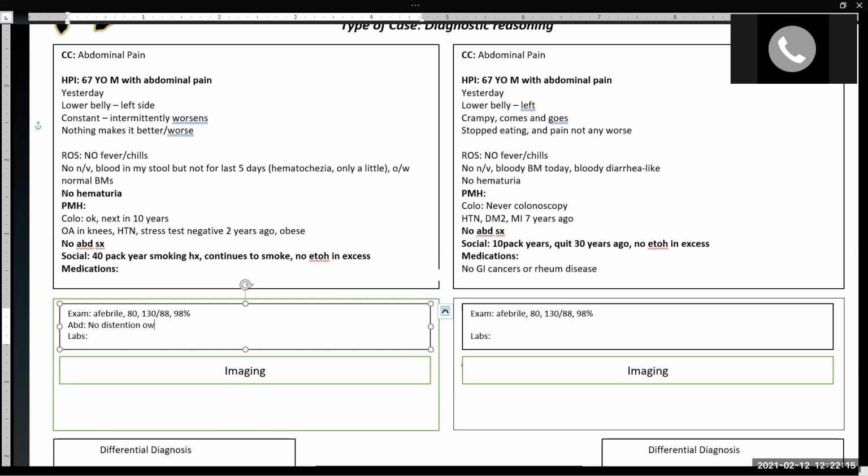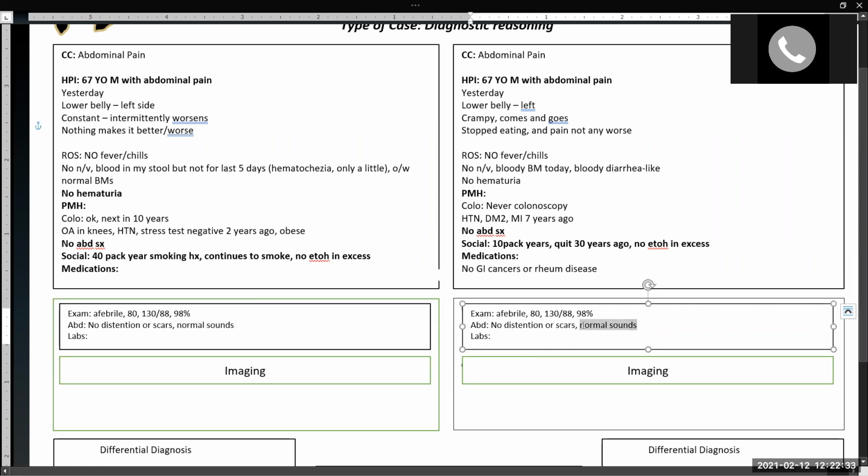We're classically taught to listen before palpating, so I always forget to do that. Nice. Classically asked to listen before palpating. Normal sounds here. And the patient maybe has somewhat hypoactive sounds, but they're not absent. Okay, what next?